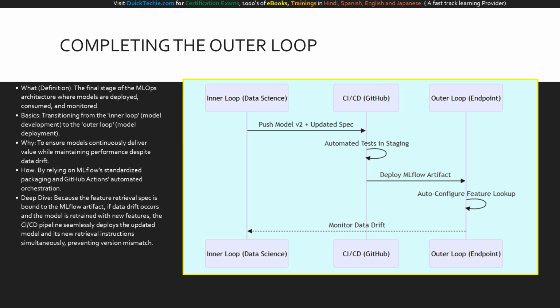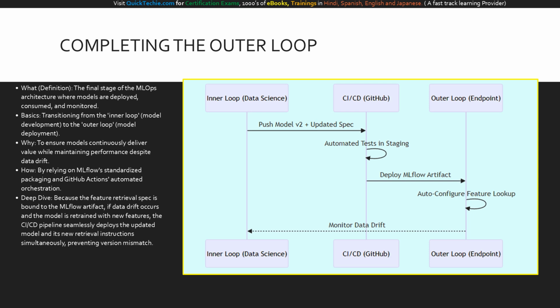The deepest insight here is version safety, because the feature retrieval specification is packaged directly inside the MLflow model artifact. They are inextricably linked. If your team retrains the model to require a new health feature, the updated spec is deployed simultaneously. There is zero risk of version mismatch between the model code and the data fetching infrastructure.